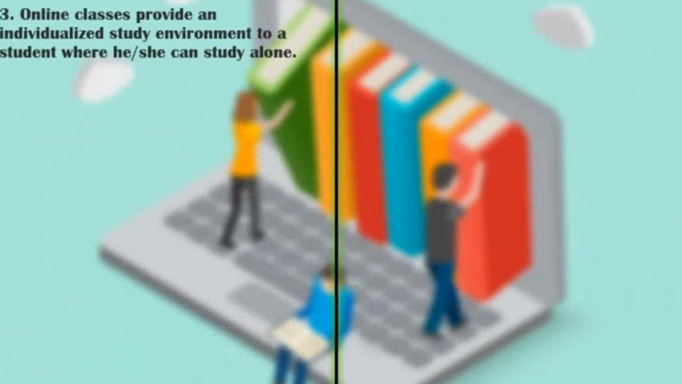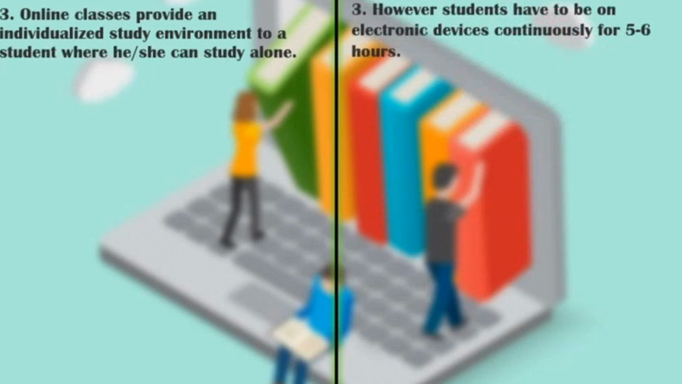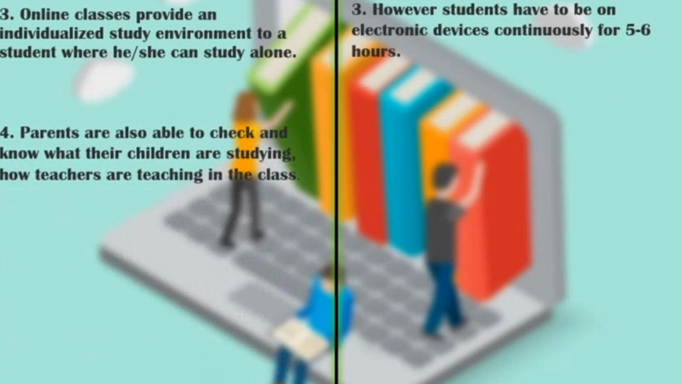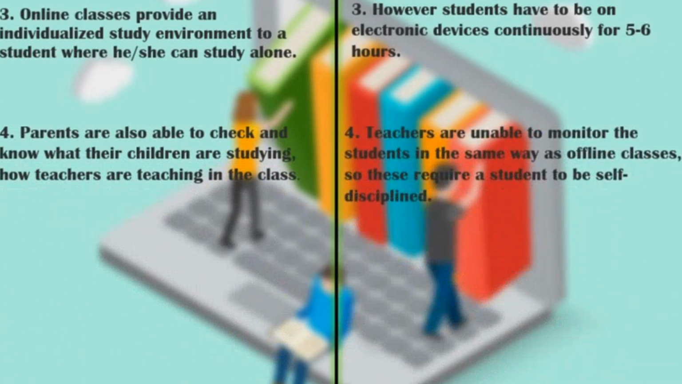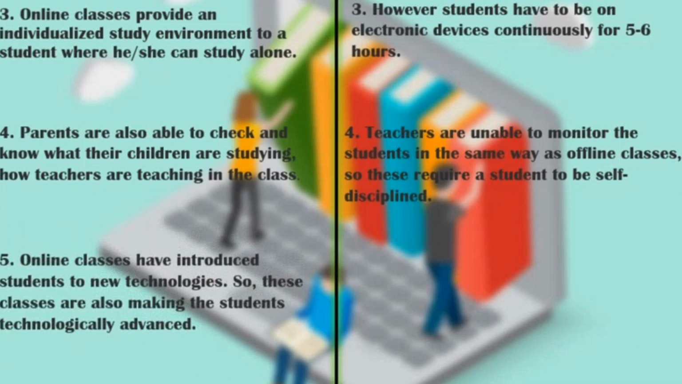Online classes provide an individualized study environment to a student where he or she can study alone. However, students have to be on electronic devices continuously for 5 to 6 hours. Parents are also able to check and know what their children are studying, how teachers are teaching in the class. Teachers are unable to monitor the students in the same way as offline classes, so these require students to be more self-disciplined. Online classes have introduced students to new technologies, so these classes are also making the students technologically advanced. Online learning can cause social isolation.